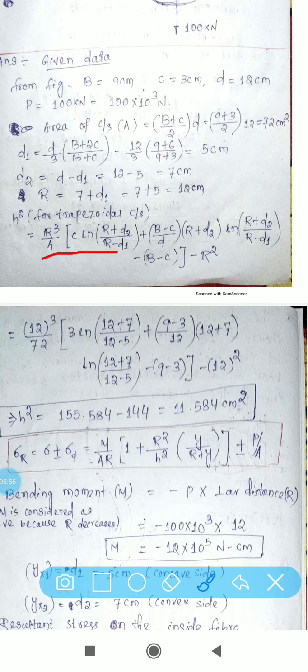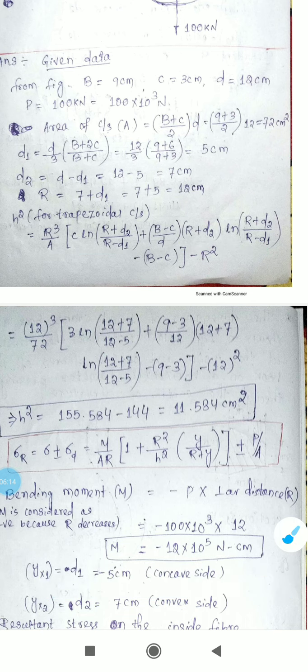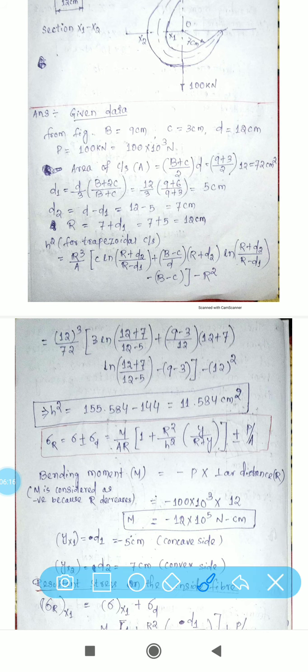So the expression is RQ divided by A into C ln (R plus D2) divided by (R minus D1), plus B minus C divided by D into R plus D2 into ln (R plus D2) divided by (R minus D1), minus B, minus C, minus R square. Then put all values. Here I am putting all values, that is C, R, A, D2, D1. Then finally you have the h square value as 11.584 centimeter square.